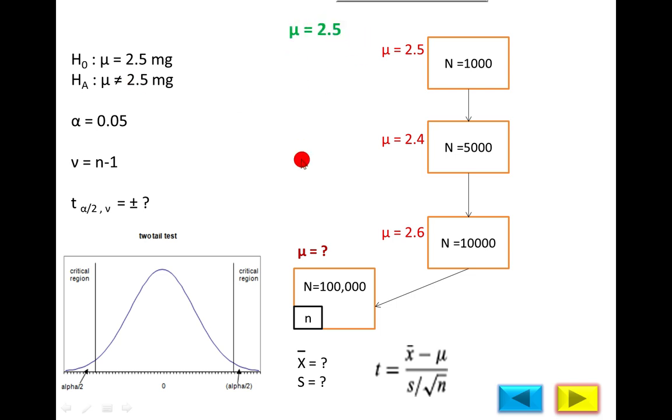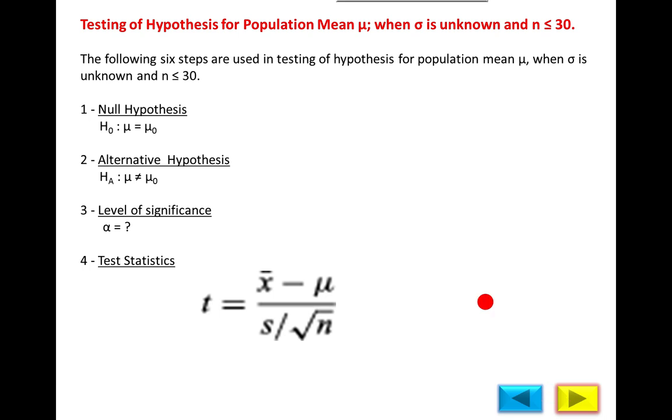Okay, now I will explain the steps used in testing of hypothesis. How many steps? There are 6 steps used in testing of hypothesis. Testing of hypothesis for population mean is the most important thing, because there are different methods. We will study one by one.